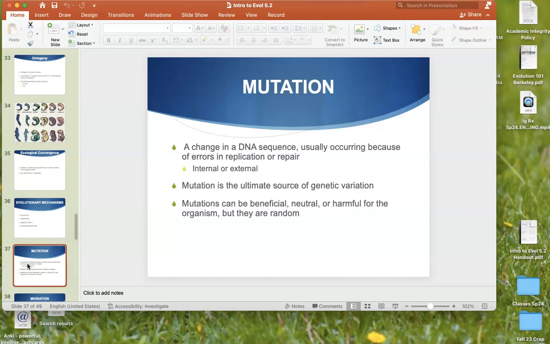But mutation is the ultimate source of variation in some ways, in many ways. Whether or not a mutation is, at its core, let's see what we got here. Change in a DNA sequence usually occurring because of errors in replication or repair. So it is an error, okay? And the idea that you need to wrap your brain around is that sometimes it could be a good mistake. It could be a mutation that ends up being beneficial in some points. Yeah, mutation is the ultimate source of genetic variation. There it is right there.